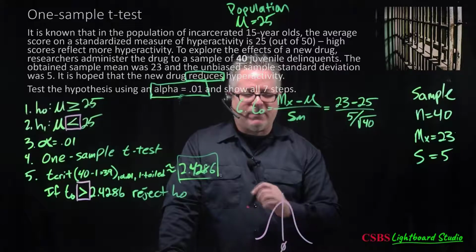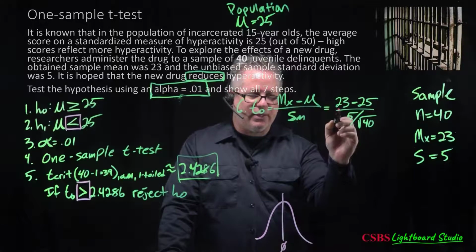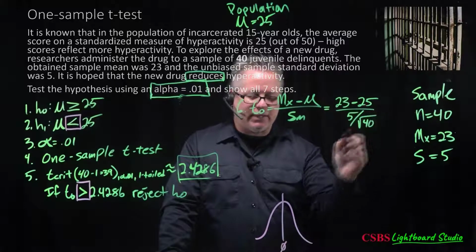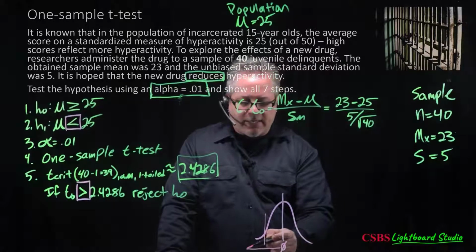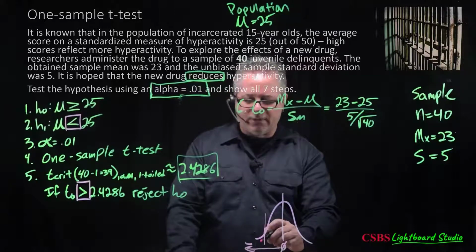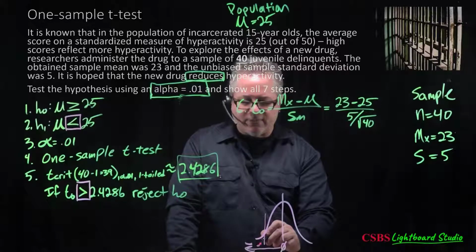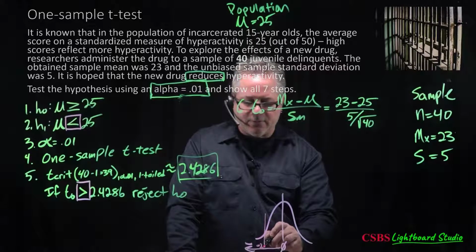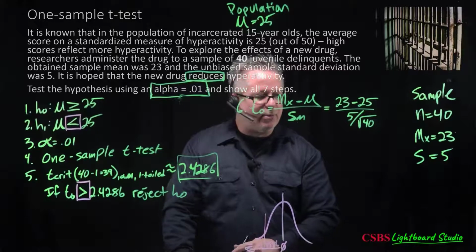But because I'm expecting my sample to be lower than my population, that's going to be a negative number. 23 minus 25. I'm expecting a negative number. So I need to know if it's more negative, right? This is a negative direction. So this critical value really is, it's not 2.4286, it's negative 2.4286. Right? It's a negative number.